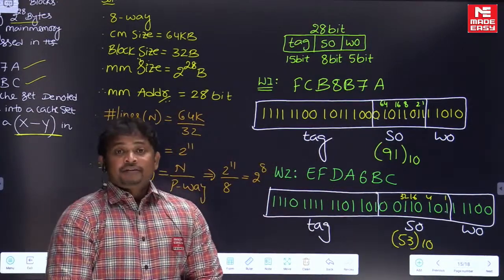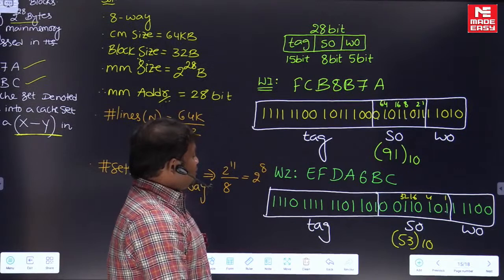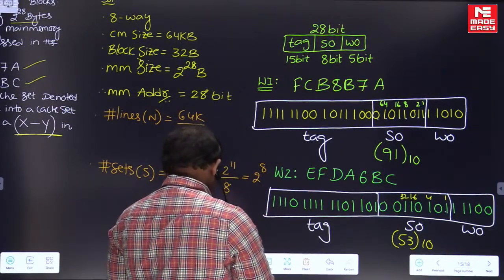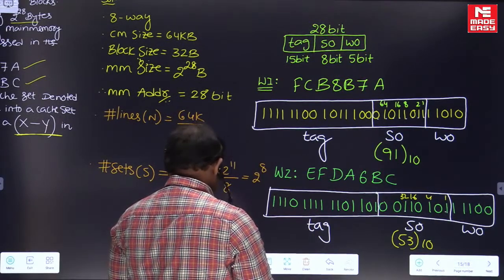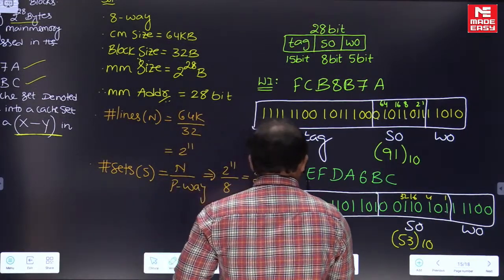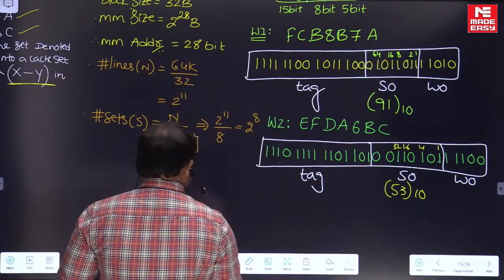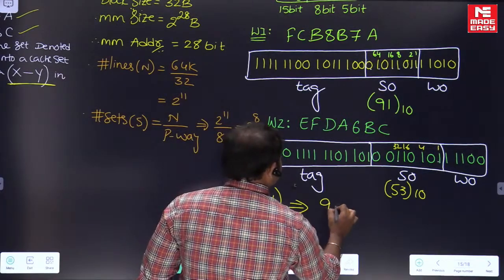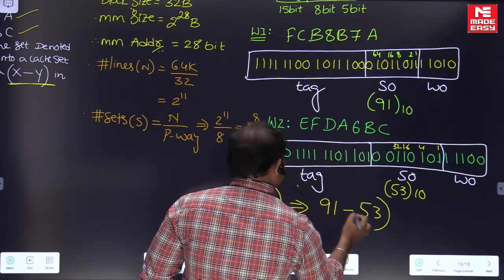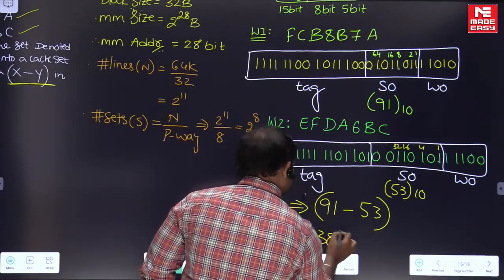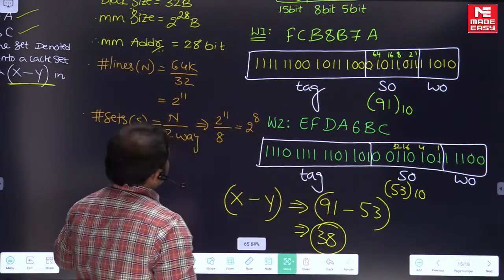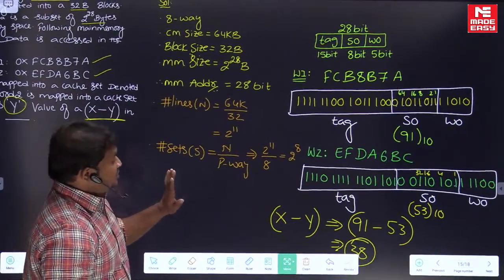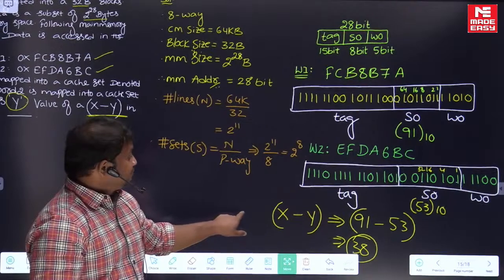The first word is mapped into set 91, the second word into set 53. 91 minus 53 is equal to 38. X minus Y equals X 91 minus Y 53, which is 38. The answer is 38. How many of your answers matched? Let me see. The answer is 38.